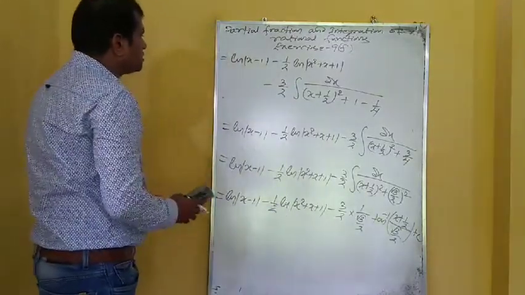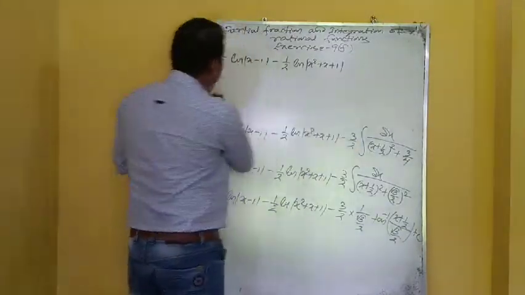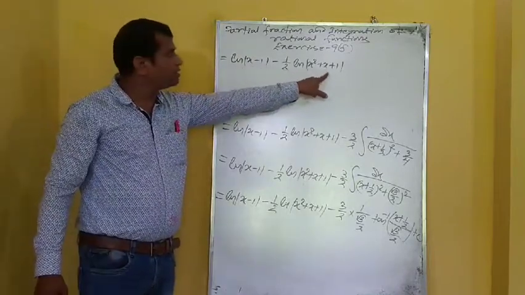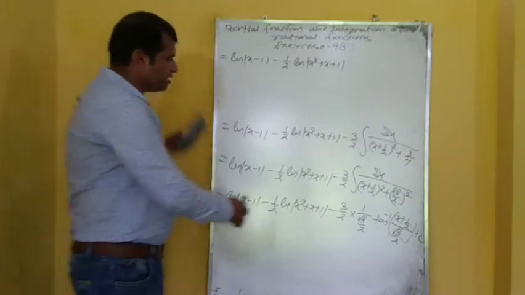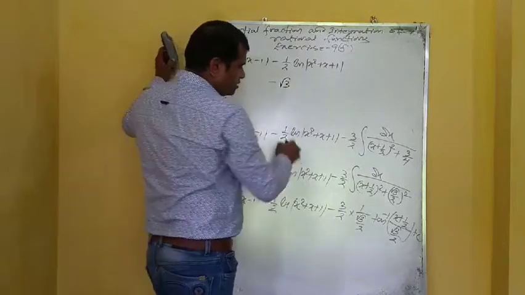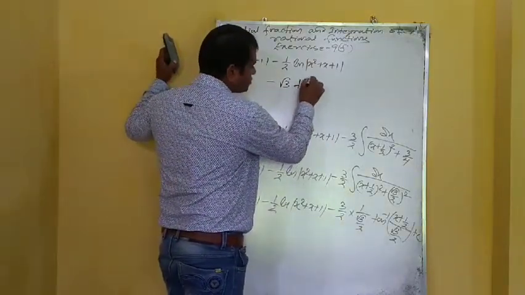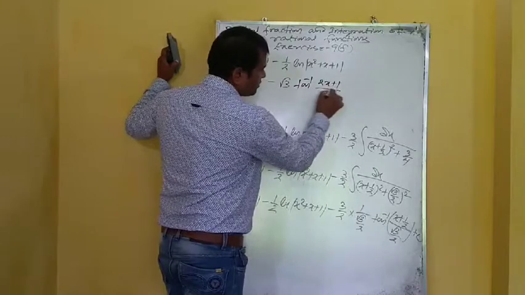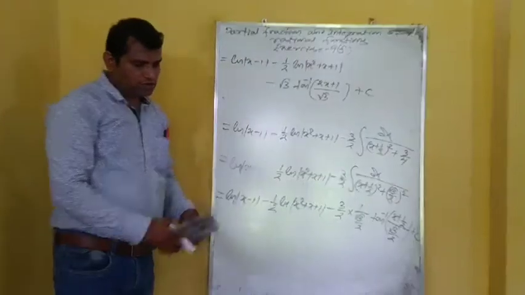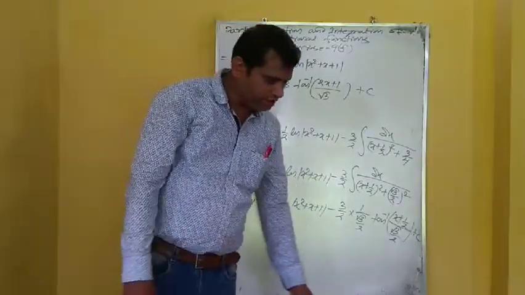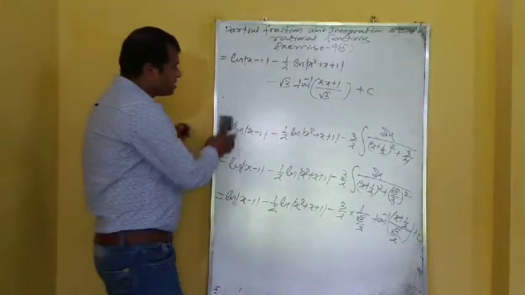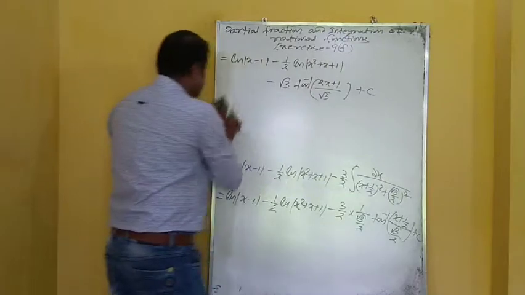Okay, that is equal to ln|x minus 1| minus 1/2 ln|x square plus x plus 1|, that is cancelling 2, that is minus root 3 tan inverse (2x plus 1) divided by root 3 plus c. That is the answer. Okay, next we discuss another important problem.